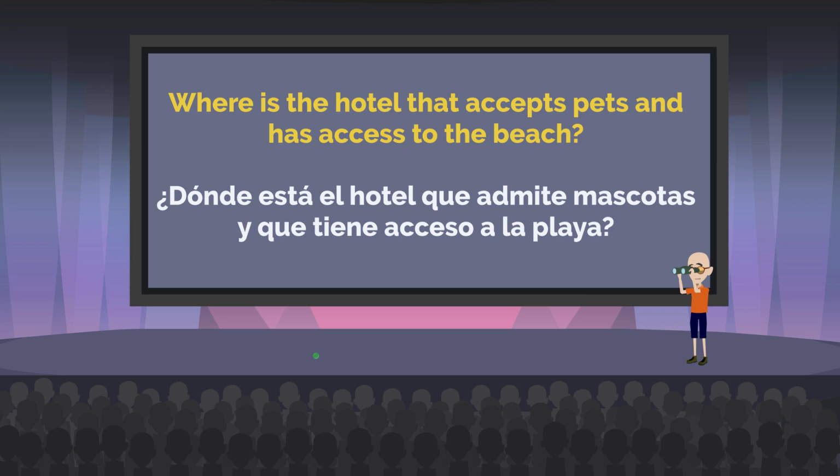Compare that to this sentence. Where is the hotel that accepts pets and has access to the beach? I'm talking about a specific hotel now. ¿Dónde está el hotel que admite mascotas y que tiene acceso a la playa? Admite and tiene are in the indicative, the plain old present tense, because it's a known thing.